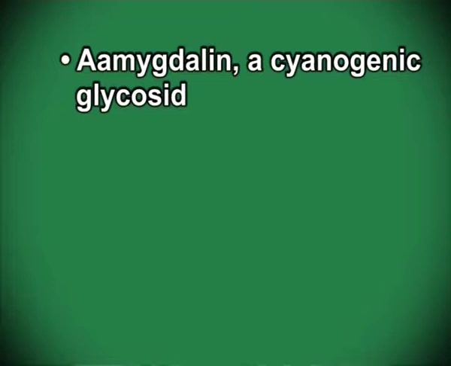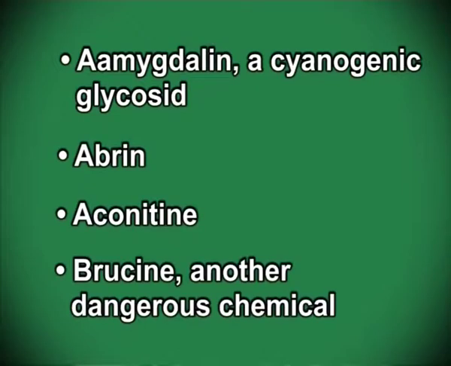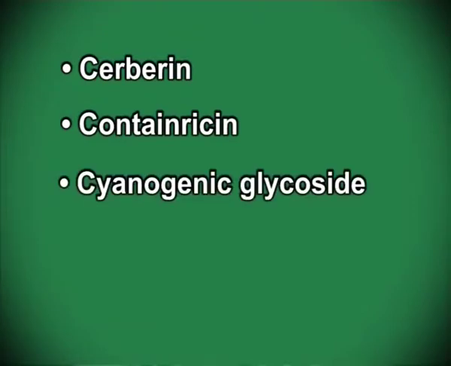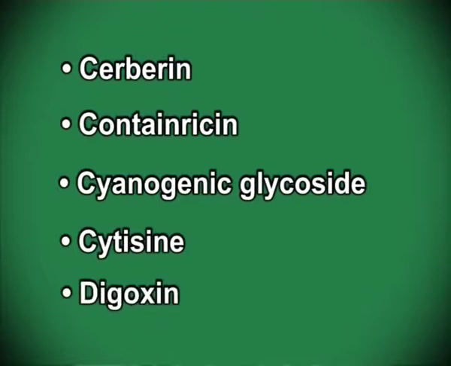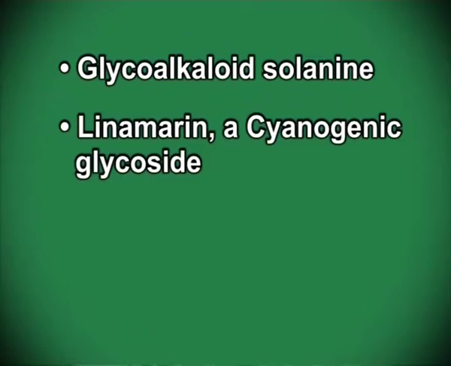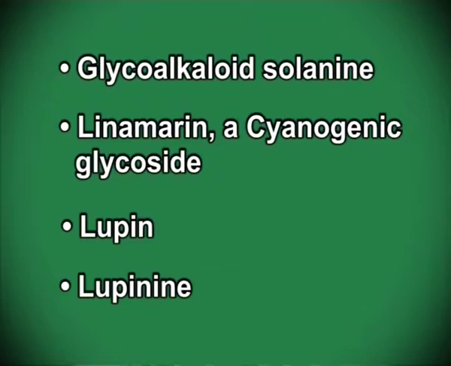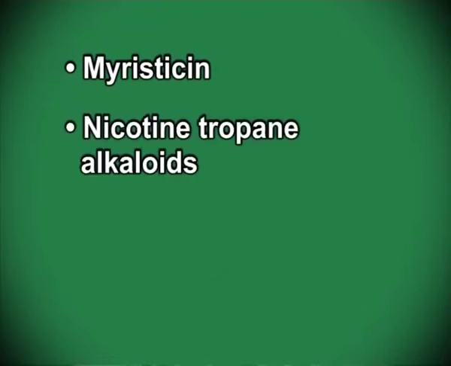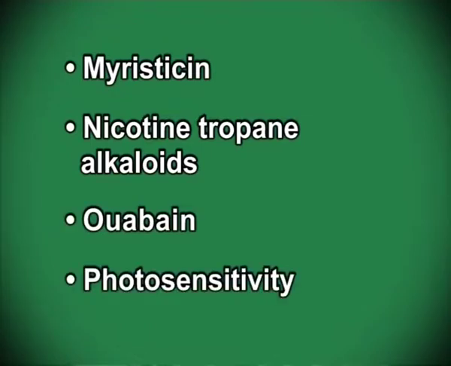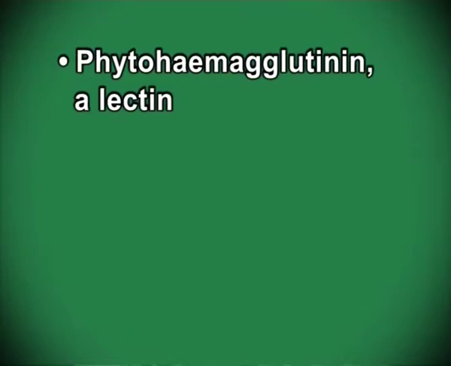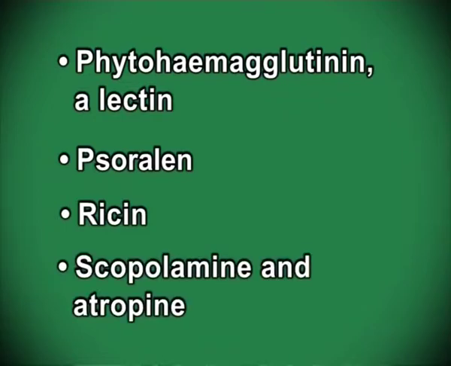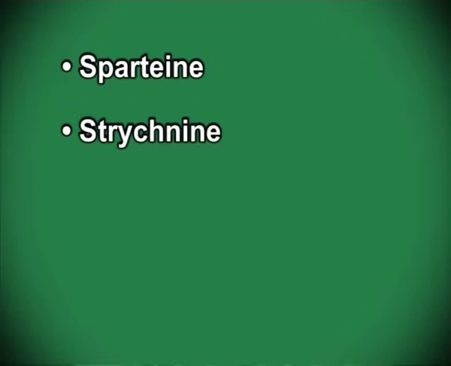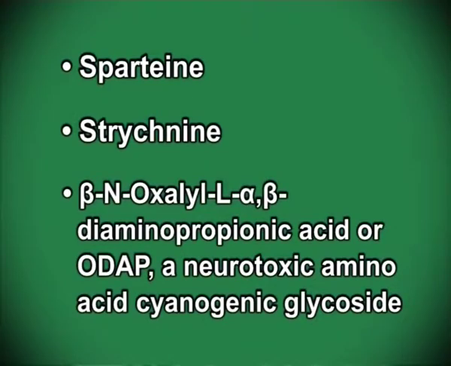First, toxic chemicals or compounds in the seeds: amygdalin, a cyanogenic glycoside; abrin, aconitine, brucine, other dangerous chemicals; cerberin; ricin; cyanogenic glycoside, cytisine, digoxin, glycoalkaloid solanine, linamarin, a cyanogenic glycoside, lupin, lupinine, myristicin, nicotine, tropane alkaloids, ouabain, photosensitivity, phytohemagglutinin, which is a lectin, psoralen, ricin, scopolamine and atropine, sparteine, strychnine, and beta-N-oxalyl-L-alpha,beta-diaminopropionic acid or ODAP, a neurotoxic amino acid.